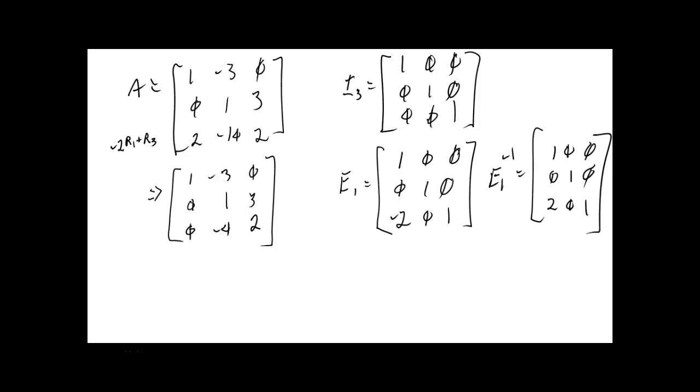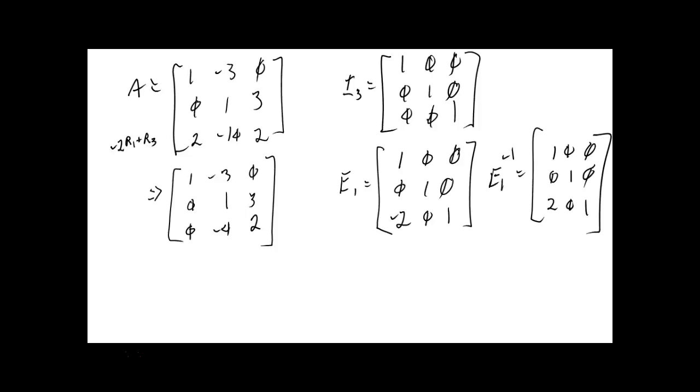What does this give you? Negative 2 plus 2, that gives you a 0. And then 0, 0, 0, that gives you a 0. 0, 0, 1, that gives you a 1. So sure enough, we got the identity matrix again. So yeah, that's the right elementary matrix.